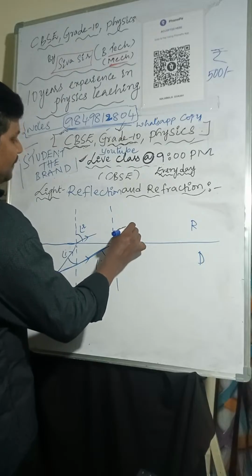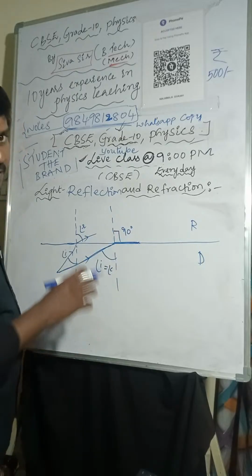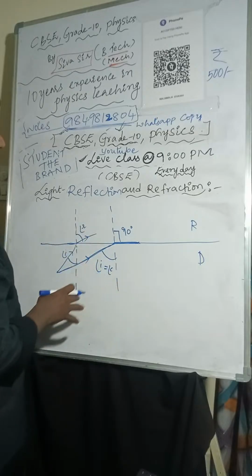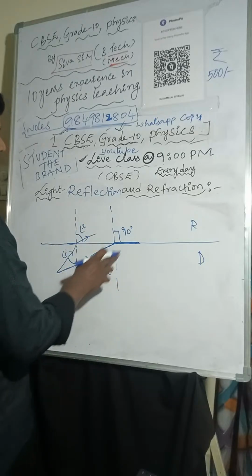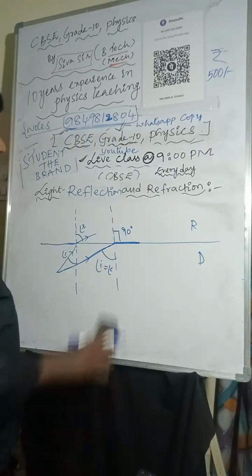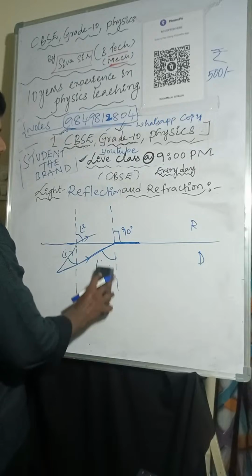The light ray passes from denser to rarer medium. At a certain angle of incidence, the refracted ray makes 90 degrees with the normal line. This angle is called the critical angle.